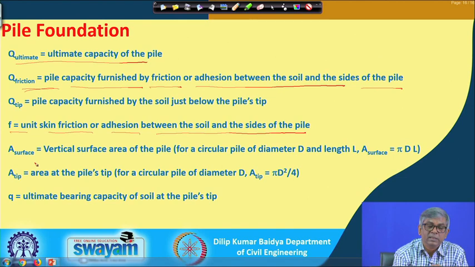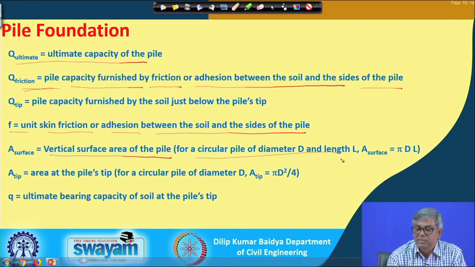And what should be the unit? Ultimately, the unit skin friction multiplied by area gives us the load, so F should be in kilonewton per meter square, which is a pressure unit. A surface is the vertical surface area of the pile, so for a cylindrical pile with diameter d and length L, A surface equals pi d into L.